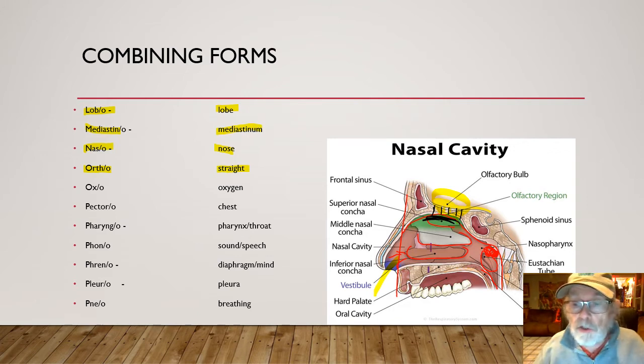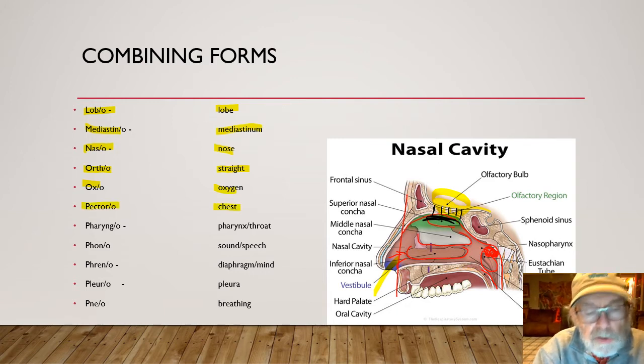People who are exceptionally obese have to sleep with their head up. People who have heart failure have to sleep with their head up because they can't sleep flat. They can't sleep straight, and they call that orthopnea. So ortho means straight, okay? The next combining form, oxo. Oxo obviously means oxygen. It doesn't take a rocket scientist to figure that one out.